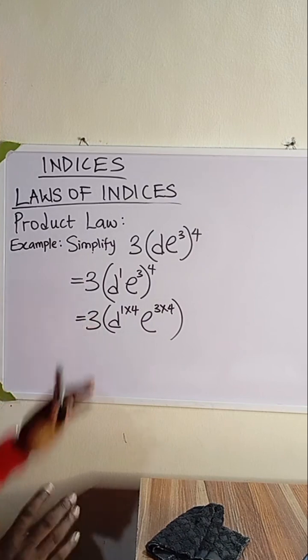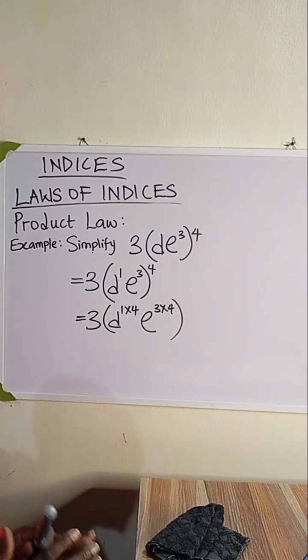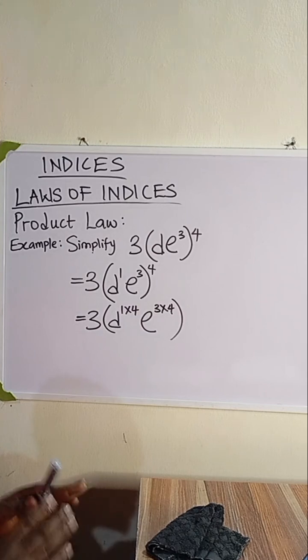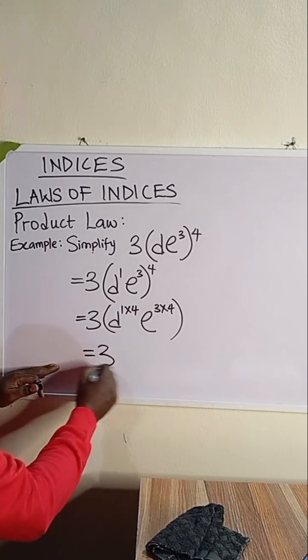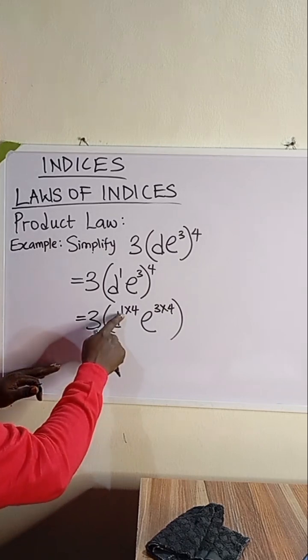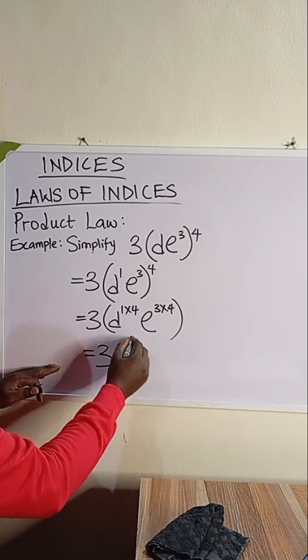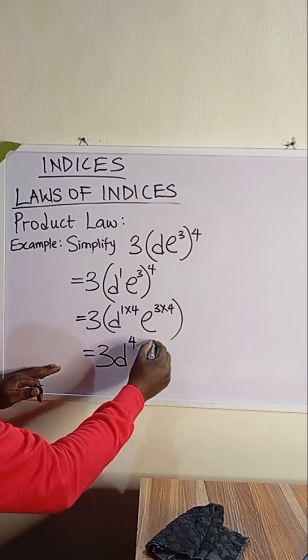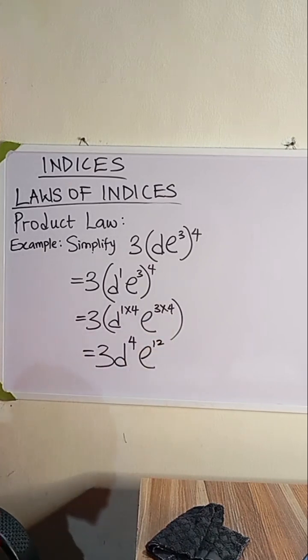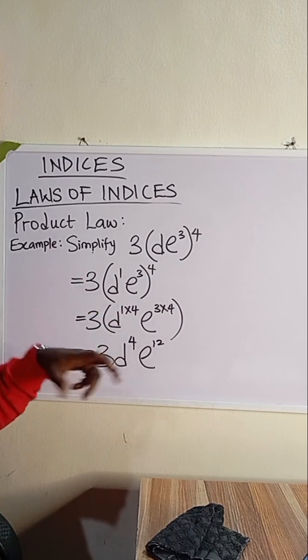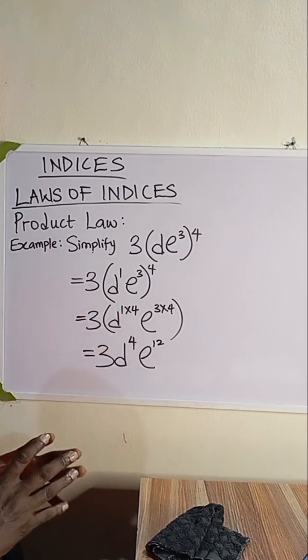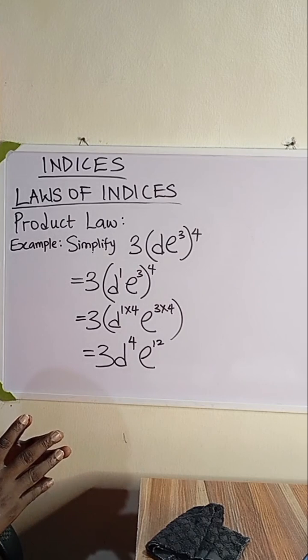When the value is inside the bracket, it is different from when the value is outside the bracket. Okay, so we're going to have 3. D has 1 times 4, so d to the power of 4, and e has 3 times 4, which is e to the power of 12. So that becomes the answer. So always observe if a value is inside the bracket or outside the bracket. The way you go about solving it is a little bit different for those two situations. Okay?